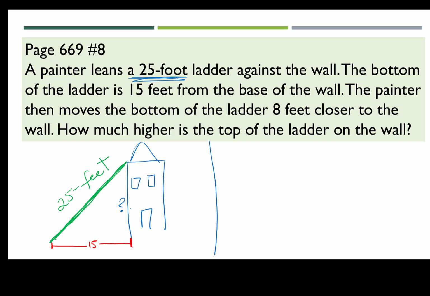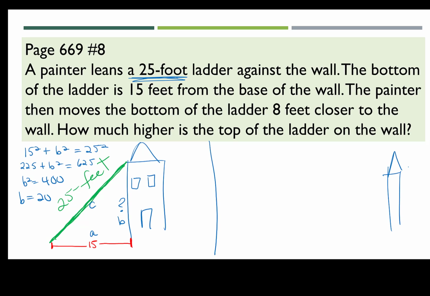And we're going to use the Pythagorean theorem. We'll let 15 be A, the unknown height is B, and then 25 is C. So 15 squared plus B squared equals 25 squared. It's 225 plus B squared equals 625. B squared equals 400, and B equals 20. So that is the original height when the ladder is 15 feet away from the house.